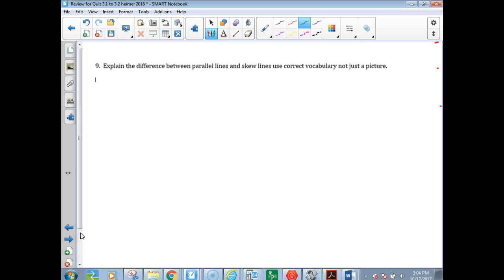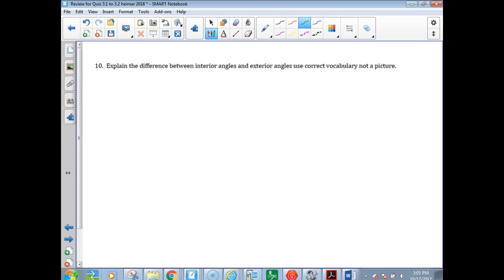Okay, I'll just talk about this. I'm not writing it out because this is on the quiz. Explain the difference between parallel and skew. Look it up in your ISN if you need to. Write me out in words something about why they're not the same. Saying both of them don't intersect won't cut it. Parallel lines do not intersect, but they are in the same plane, while skew lines don't intersect and cannot be coplanar. They are not in the same plane. You're going to have to say something worded well using proper terminology to get full credit.